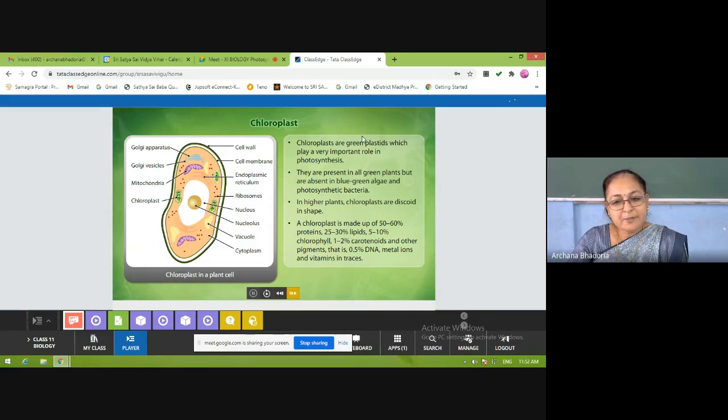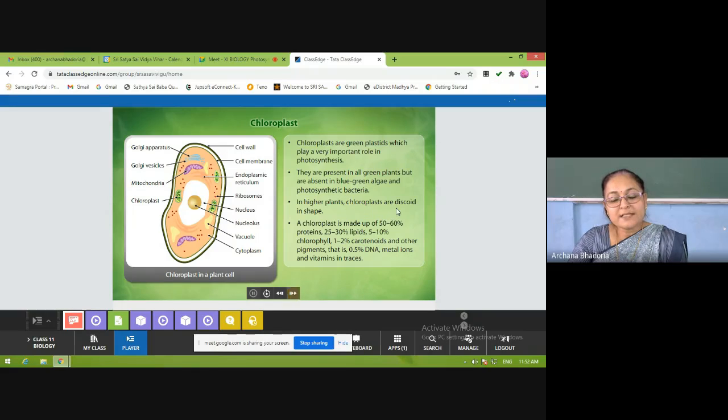They are green plastids which play a very important role in photosynthesis. They are present in all green plants but absent in blue-green algae and photosynthetic bacteria. The bacteria do not perform photosynthesis as the green plants do. We call them photosynthetic bacteria because they derive energy from the sun.